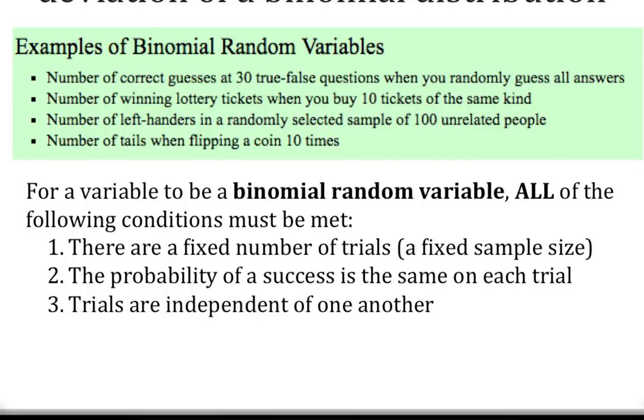We have a fixed sample size of n equals 100. The probability of success is the same on each trial because the people are unrelated. And the trials are independent of one another, also because the people are unrelated.